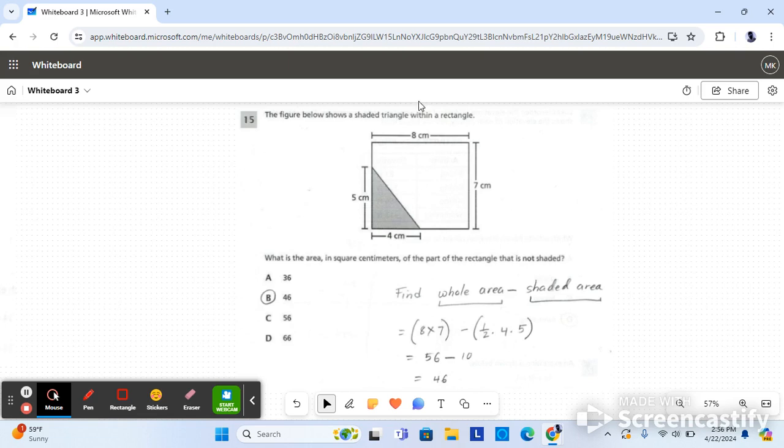So you have to find the entire area minus the shaded portion to find the area of the rectangle that is not shaded. So to find the whole area, you have to do 8 times 7, which gives you 56, and then subtract from it the area of the shaded triangle, which if you do area of a triangle equals 1/2 base times height, that gives you 10. So 56 minus 10 is 46. So the unshaded area is 46, which is B.